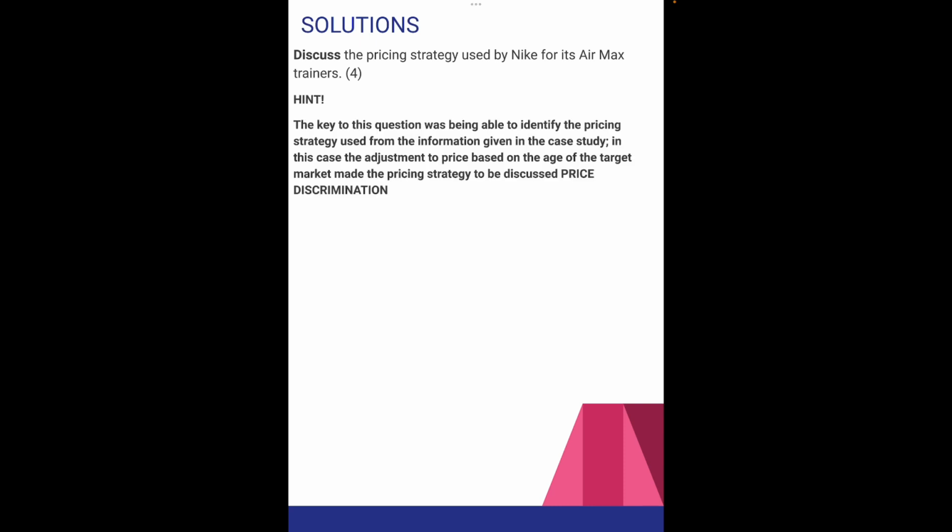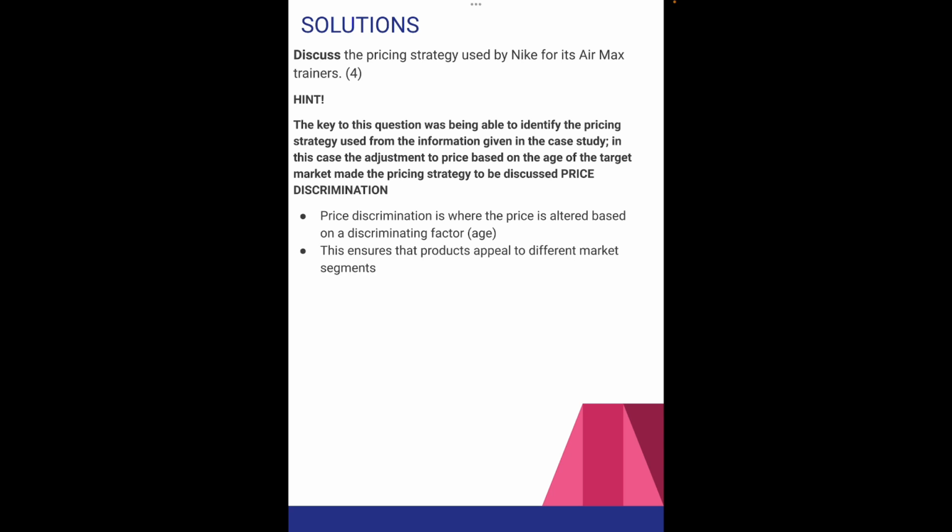You then had to finally look at discussing the pricing strategy used by Nike for its Air Max trainers. Hopefully here you had recognised that the fact that they had distinguished based on age between the customers and the pricing let you know that it was price discrimination that they were using. And since you were asked to discuss the pricing strategy, there was absolutely one mark available for its definition. So this is where the price is altered based on a discriminating factor, and I've just put age in brackets here because that was a discriminating factor in this particular instance.